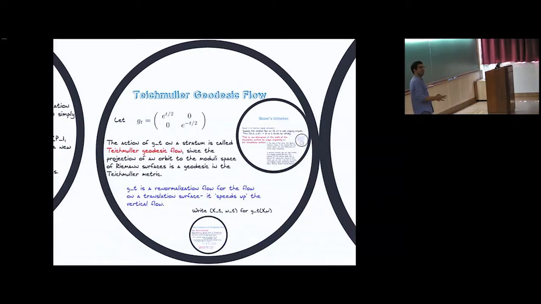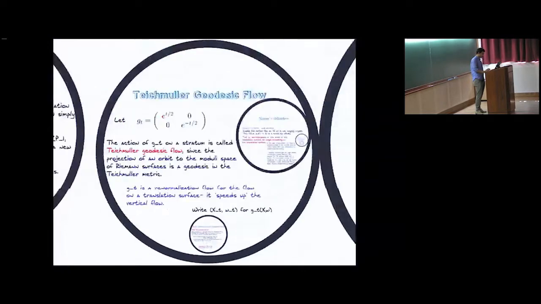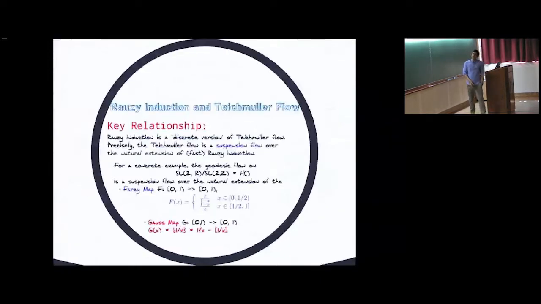Slight lie there. It's the natural extension of Rauzy induction that is the first return map. But basically, the picture on the surface is IET and vertical flow. The picture on moduli space is Rauzy induction and Teichmüller flow. So, to summarize, Rauzy induction is a discrete version of Teichmüller flow. Precisely, the Teichmüller flow is a suspension flow.